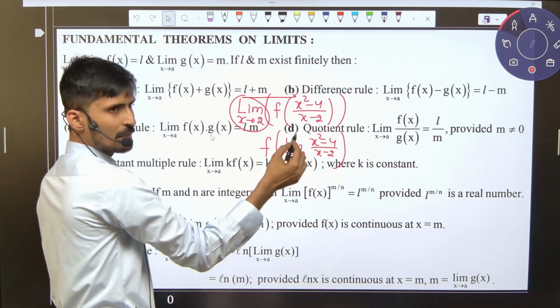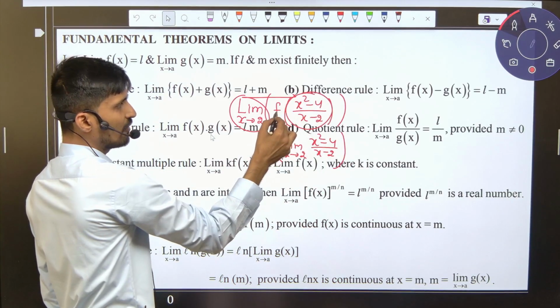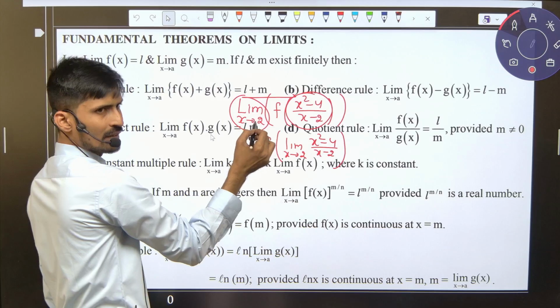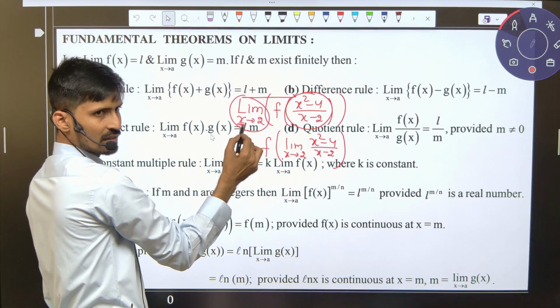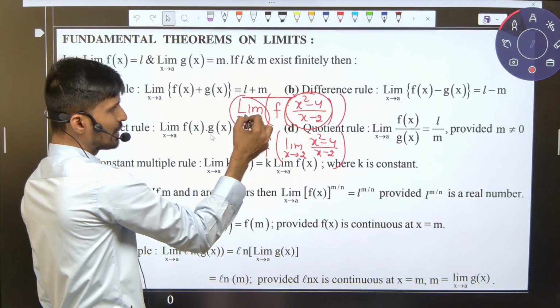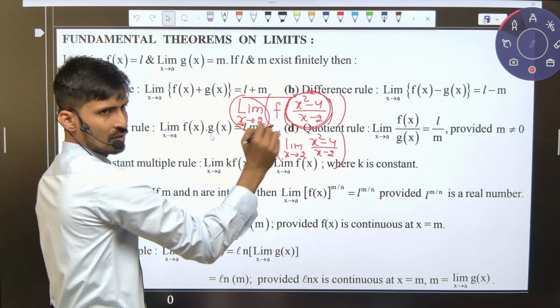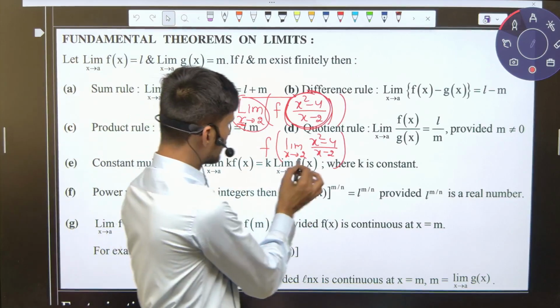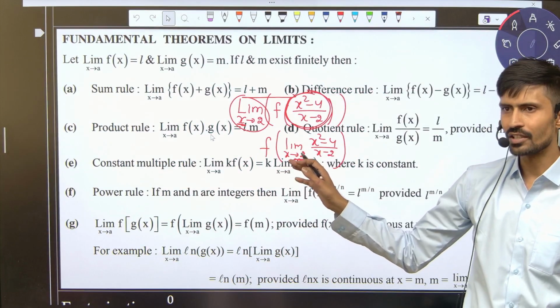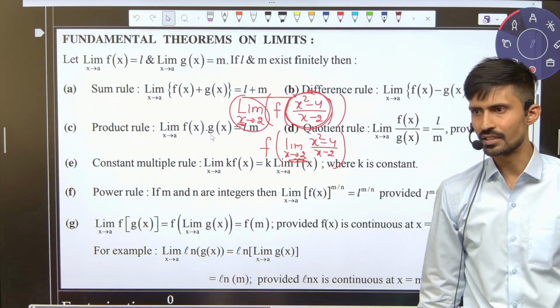Why are we doing this? Because we have to find this value. Limit has nothing to do with f. The limit x value is there and the x value is present here. So limit has everything to do with this, not with that. So simply, limit can go inside any function, and if the limit is inside any function, you can take that limit outside the function.